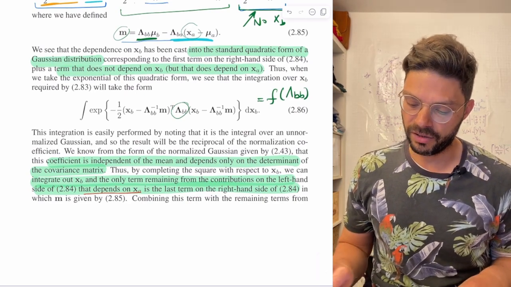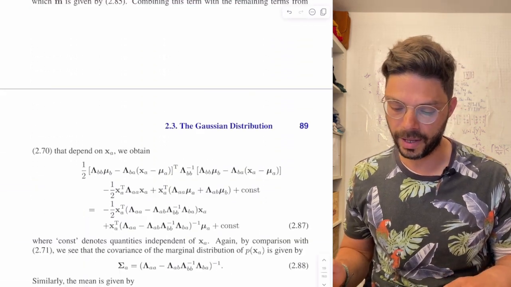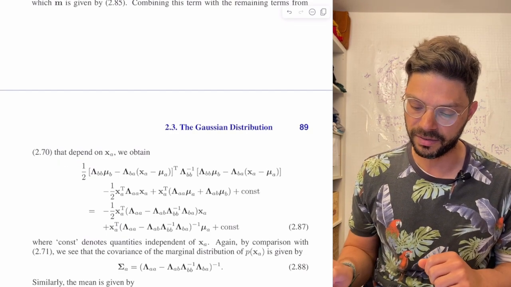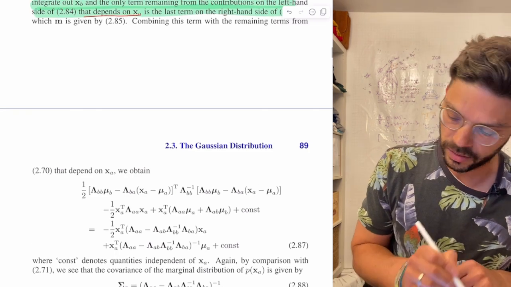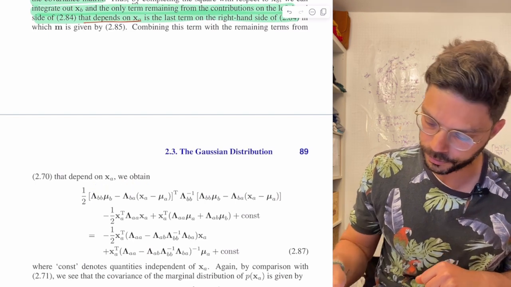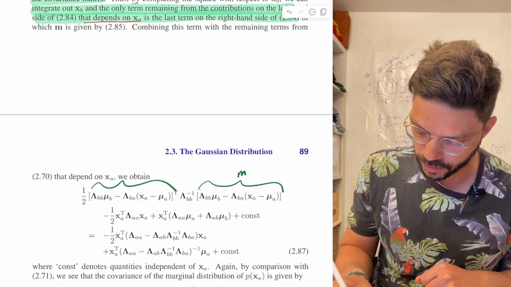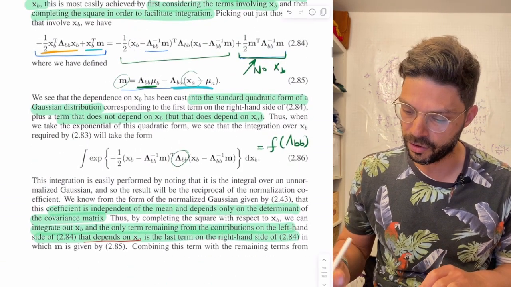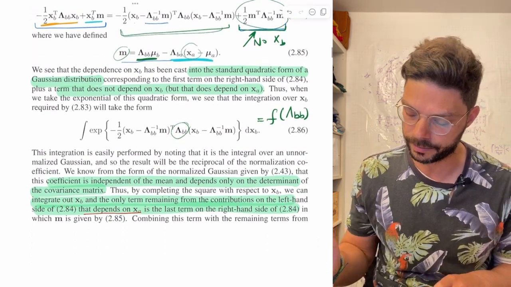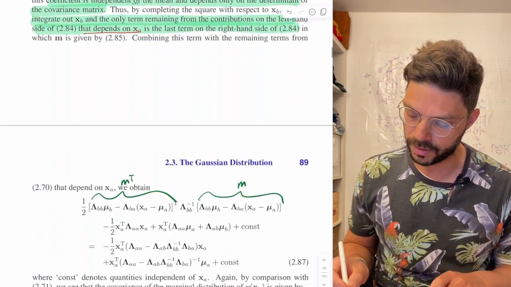Now combining this term with the remaining terms from 2.70 that depend on x of a, we obtain this expression. So where is this coming from? Well, let me just write this out. This is just m, and this is just m transpose. So the first part is just this, because we've already integrated out of that. And then we have the remaining terms that we haven't included.